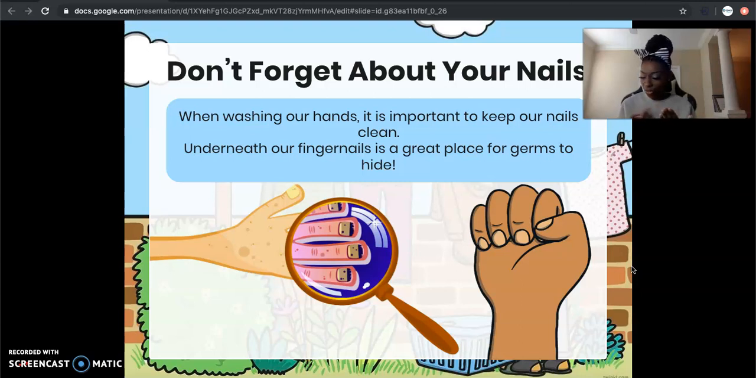So let's look under our nails right now. Do you see any dirt? Because Ms. Oliver sees some dirt underneath her nails. So when I go wash my hands, I'm going to make sure I wash my hands with soap and warm water. And I'm going to make sure I check and clean underneath my fingernails so those germs can't hide.